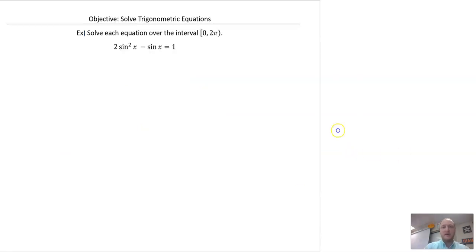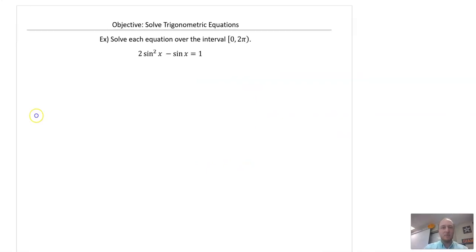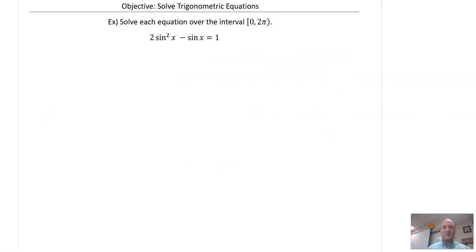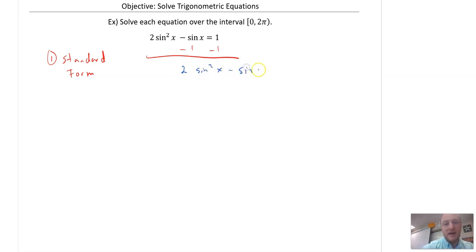Okay. Here is the last example. And what we have is, again, a quadratic structure. And I'm going to go ahead and put it in standard form, right? So step 1, make sure that it is in standard form. So I will subtract 1 on each side, giving us 2 sine squared of x minus sine of x minus 1 is equal to 0.